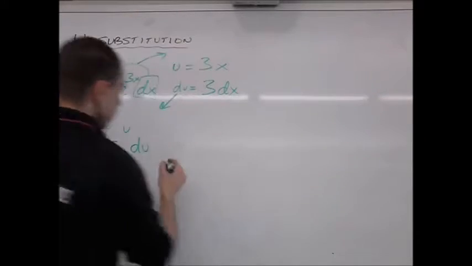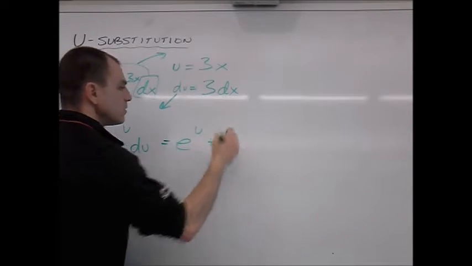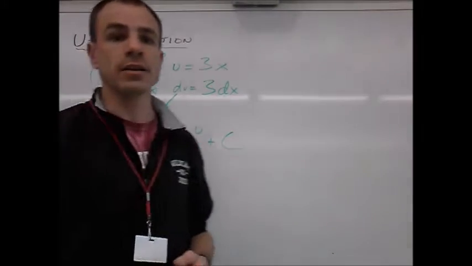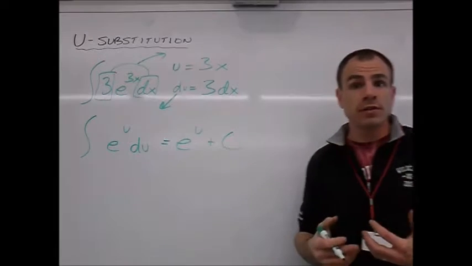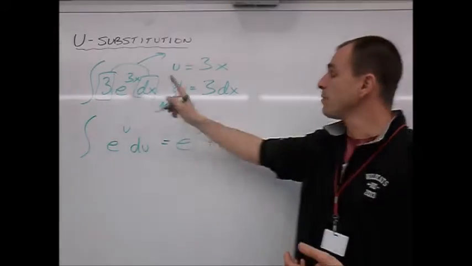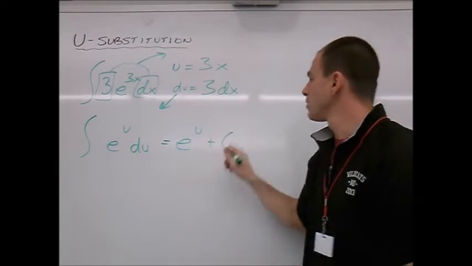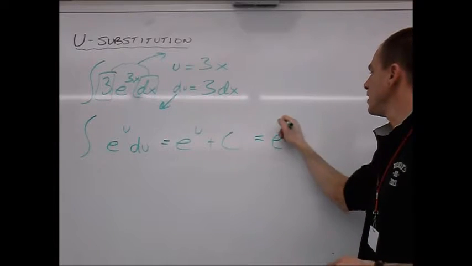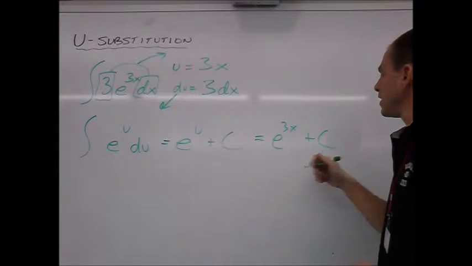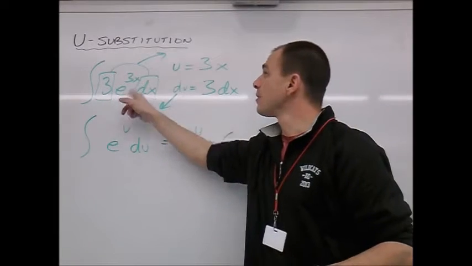So what do we have here? We have e to the u plus c. Okay, that is our antiderivative. But once again, just like the previous example, we don't want our answer in terms of u. We want it in terms of x. So we have to back sub in. And we know that u is equal to 3x, so therefore our final answer is e to the 3x plus c. This is our general antiderivative of 3e to the 3x.